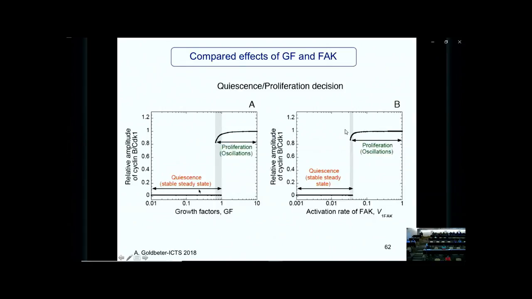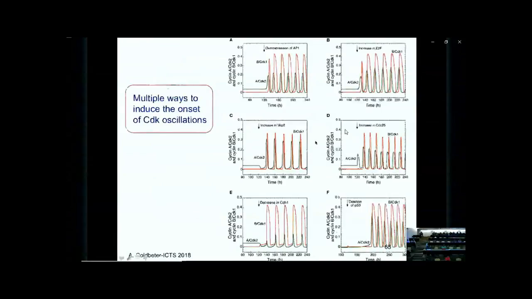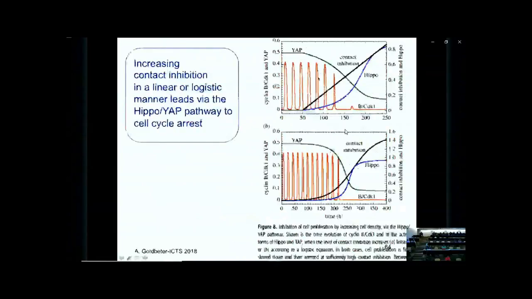We have first a stable steady state corresponding to quiescence, and then you cross a bifurcation point corresponding to oscillations and proliferation of cells. And to the right, the same occurs with respect to the extracellular matrix. With contact inhibition, as I said, you have a similar behavior because contact inhibition activates Hippo. Now, in the first panel, contact inhibition increases linearly. In the second panel, it increases in a sigmoidal manner.